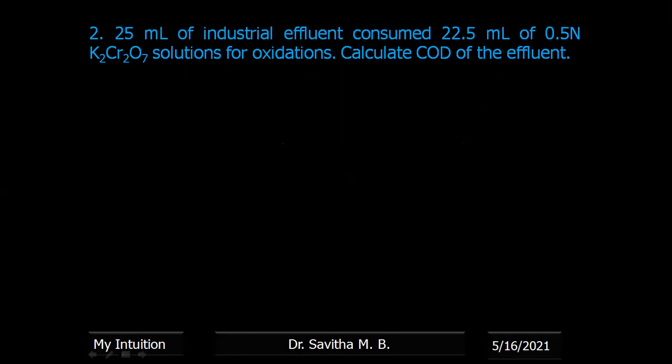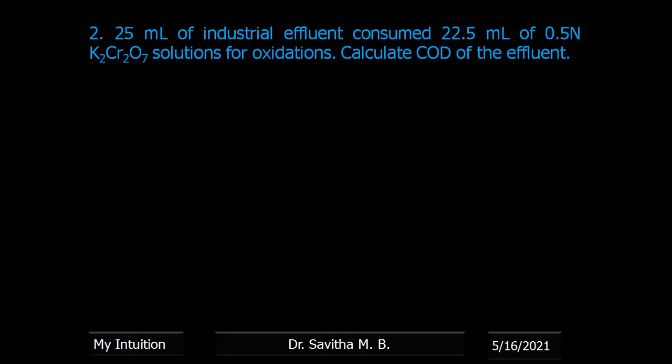The second problem is: 25 ml of industrial effluent consumed 22.5 ml of 0.5 normal potassium dichromate solution for oxidation. Calculate the COD. Here also it is the same formula itself, but here see, what is 25 ml of industrial effluent? Industrial effluent means it is the sample taken. Okay, so sample taken will be 25 ml. It consumes 22.5 ml of 0.5 normal potassium dichromate. Consumes. See, why are we doing blank minus back? To find out how much is consumed, right?